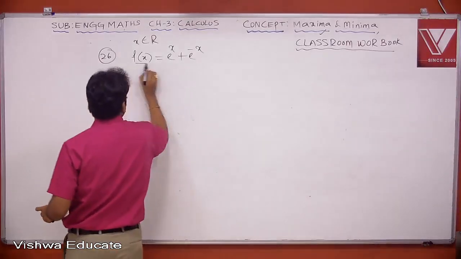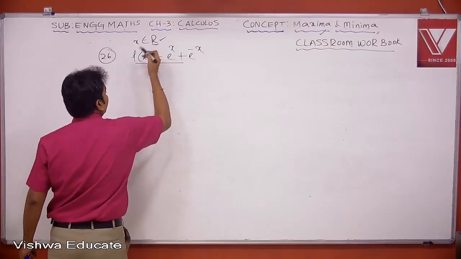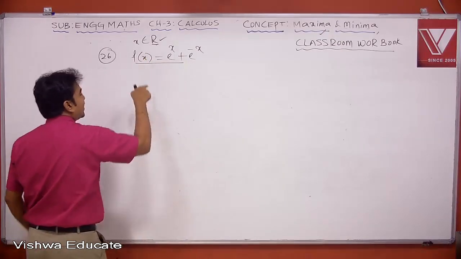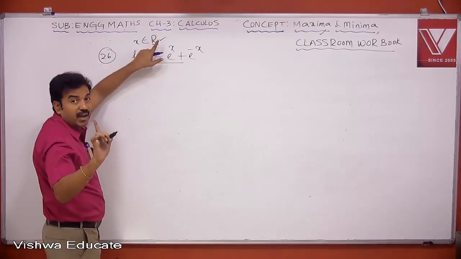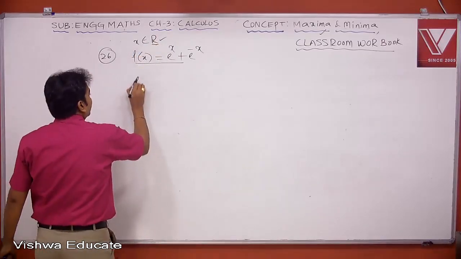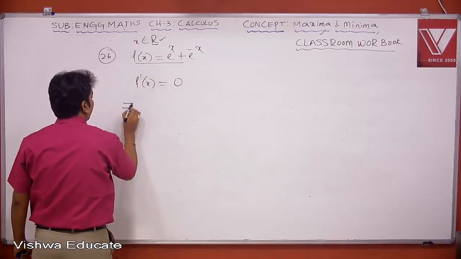We need to find its minimum value over the domain R. Since the domain is R, you need to find stationary points. Even if the domain is (a, b) or a set of real numbers, stationary points must be evaluated. That is compulsory. So stationary points must be obtained like this: f'(x) = 0.